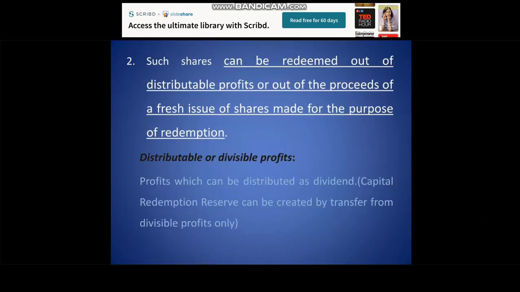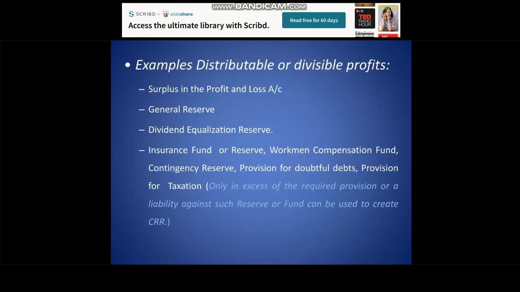Such shares can be redeemed out of distributable profits or out of the proceeds of a fresh issue of shares made for the purpose of redemption. Distributable or divisible profit is profit which can be distributed as dividend. Capital redemption reserve can be created by transfer from divisible profits only.